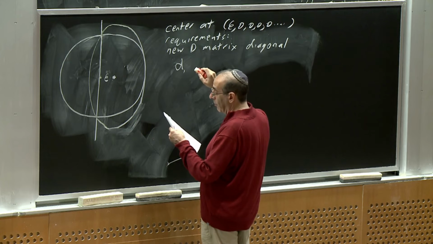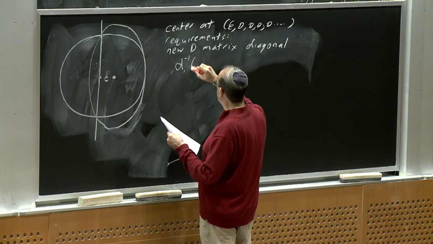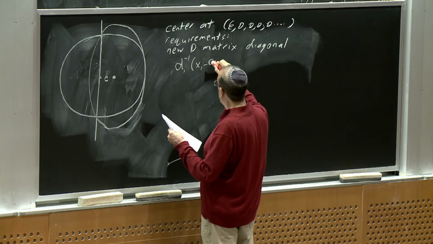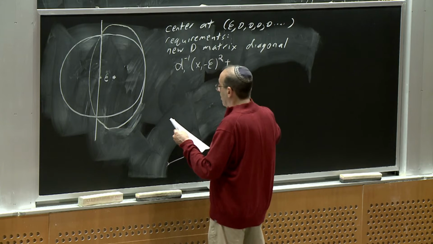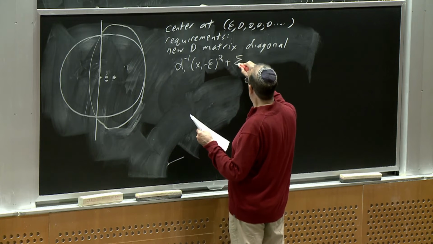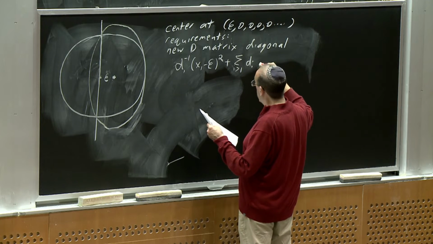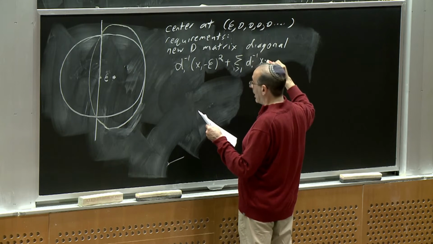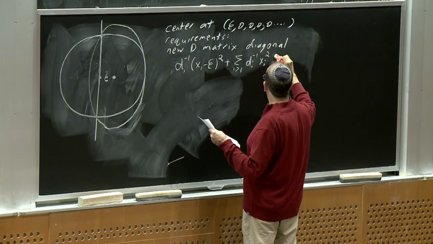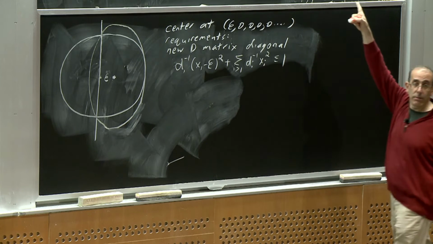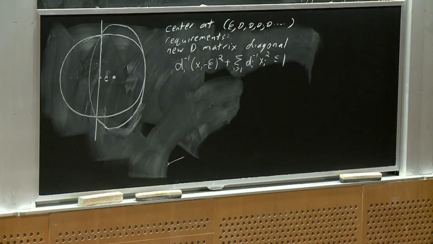Yeah, the general formula is going to be that d1 inverse times (x1 minus epsilon) squared plus the sum over i greater than 1 of di inverse times xi squared all has to be less than or equal to 1, right? That's the formula for the ellipsoid in the special case of a diagonal matrix. Okay?